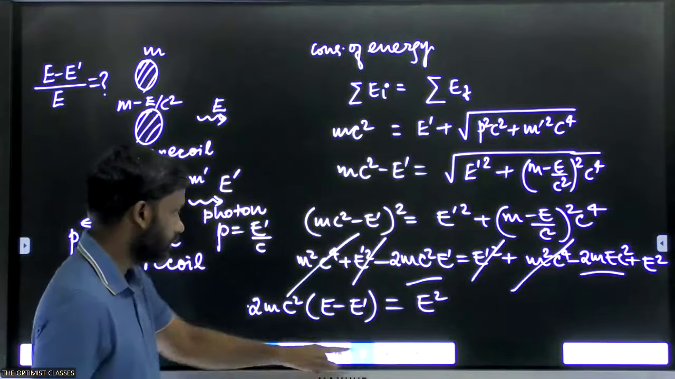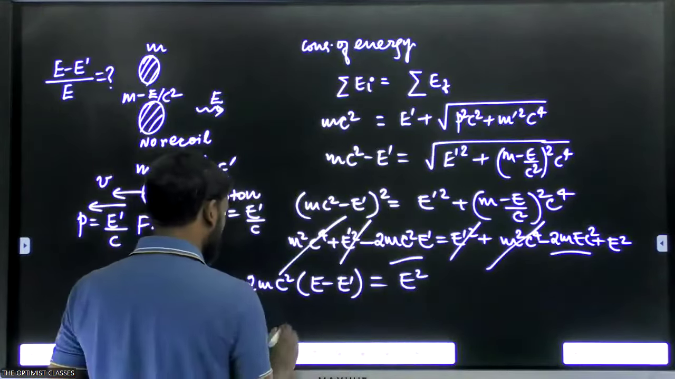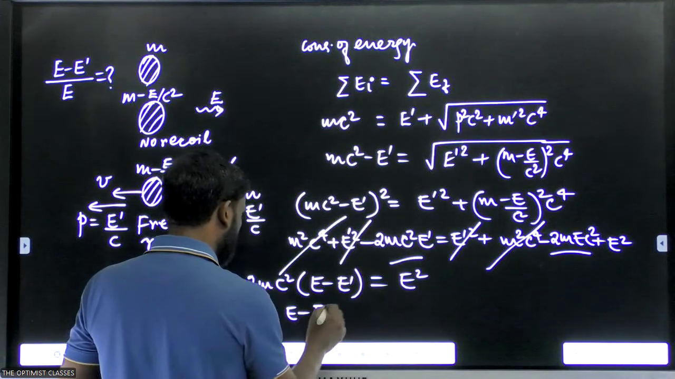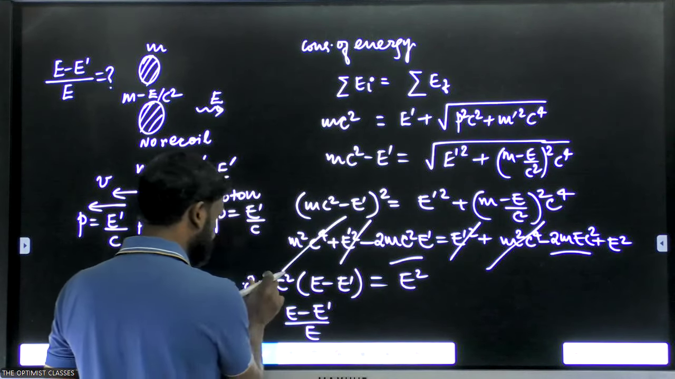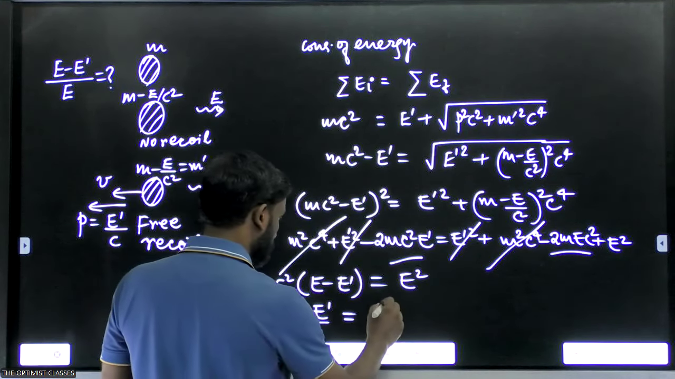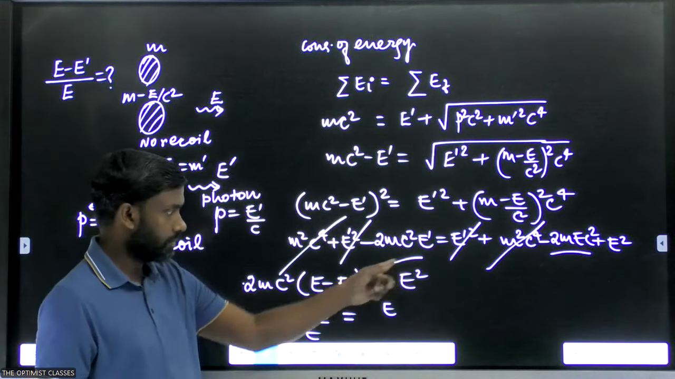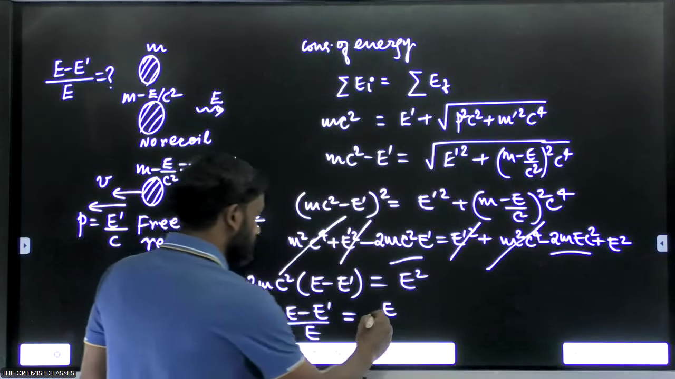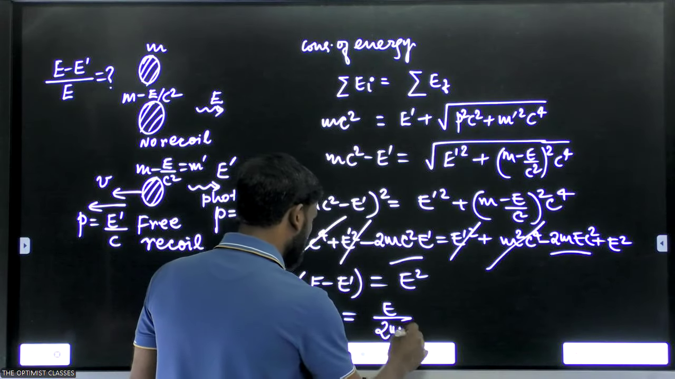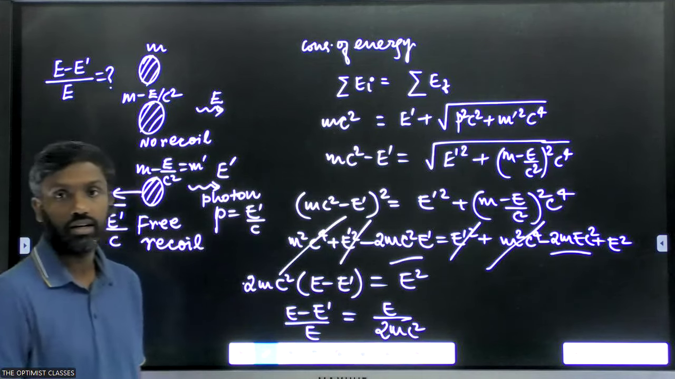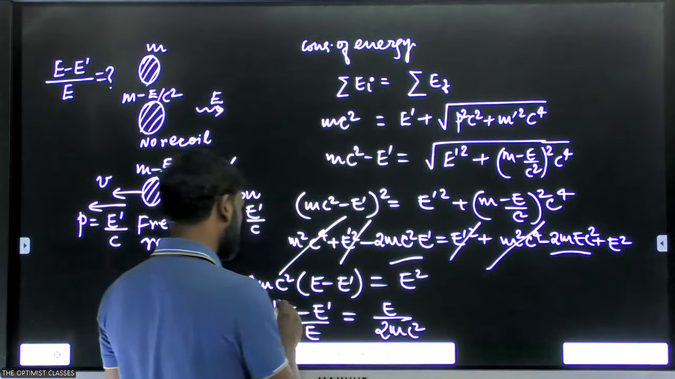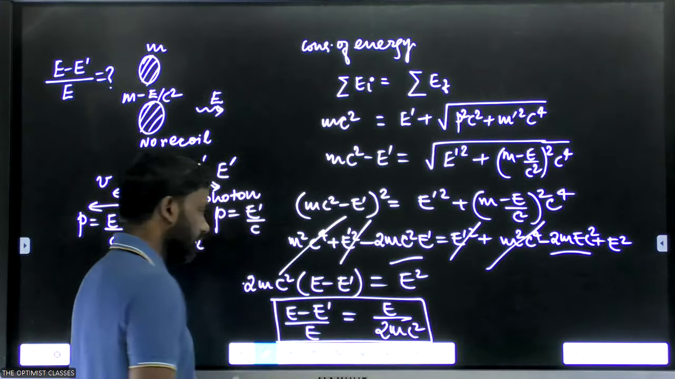So therefore if we divide both sides by E, okay, then we'll get here E minus E primed divided by E, and this 2mc square I'll take in the denominator. So you will get here 1 over E because we have divided by E, so E square becomes E now here. So this is 2m c square. So that is the fractional change in energy of photon, ठीक है, due to recoiling.